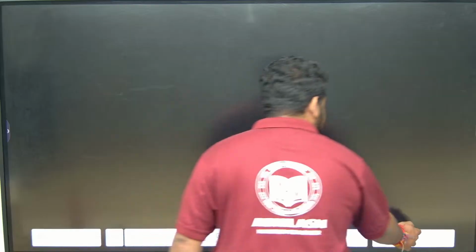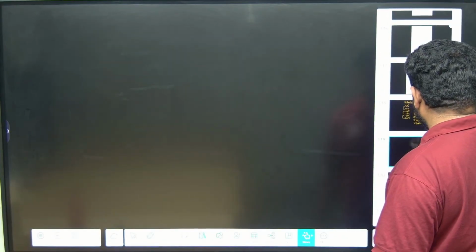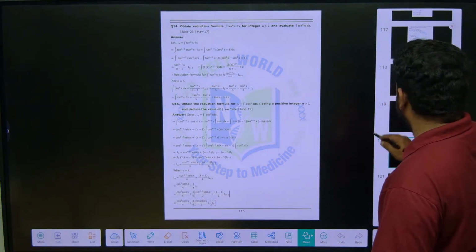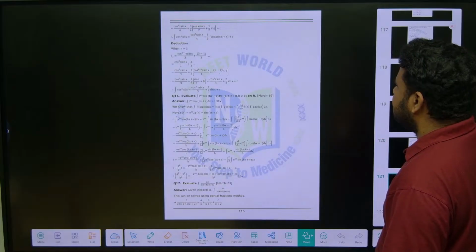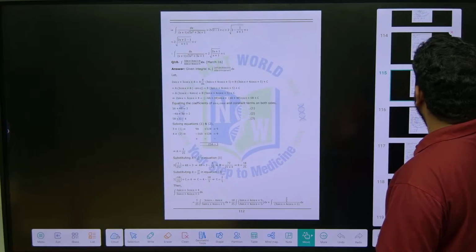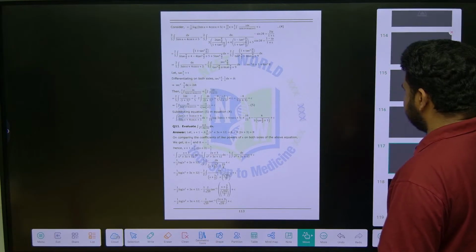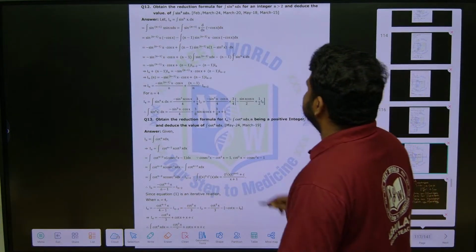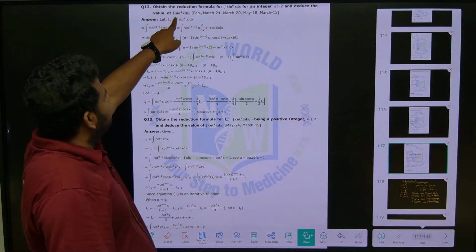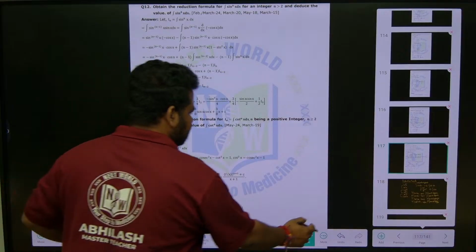So what are the questions that they have given? See here, for this reduction formula, tan nx is given, cos nx is given, and sin nx is given. And they have told us to integrate and deduce the value of sin power 4 nx. Okay. So this is the question. Let us take up this question.